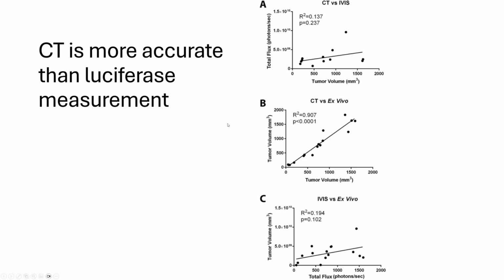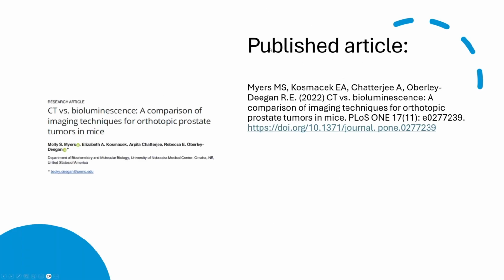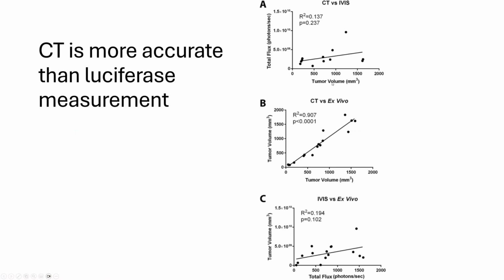And to look at this a little more closely, we actually try to correlate the different imaging modalities with each other. On the y-axis, we have the amount of total photons being released with the IVUS imager, which is indicative of tumor size, versus the actual tumor volume that we were able to measure on CT. And you can see there's not very much correlation here.